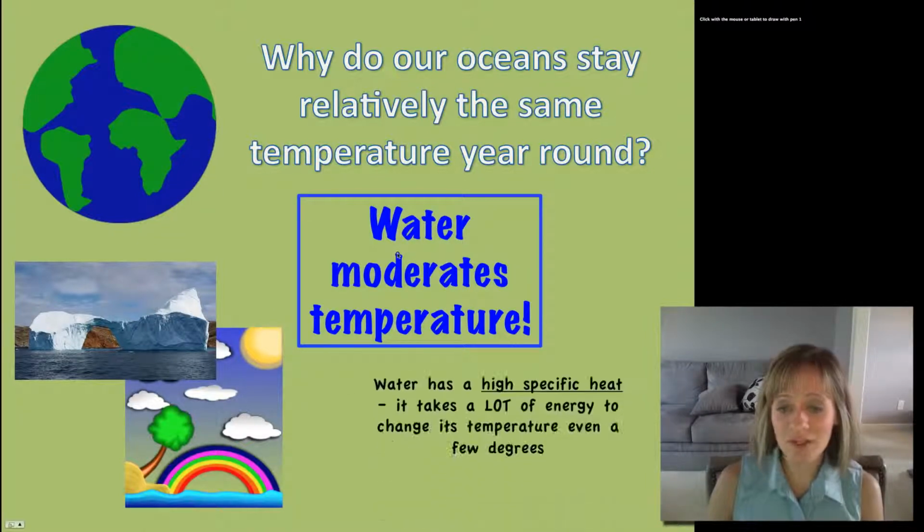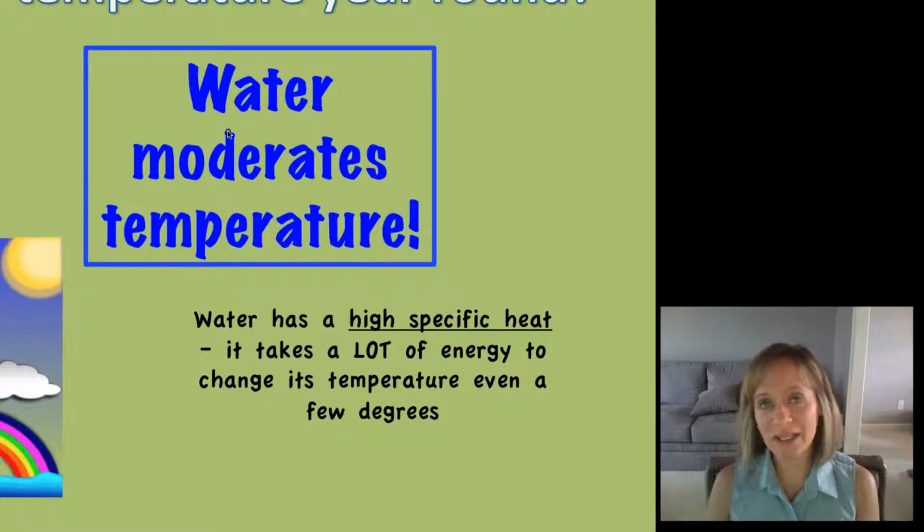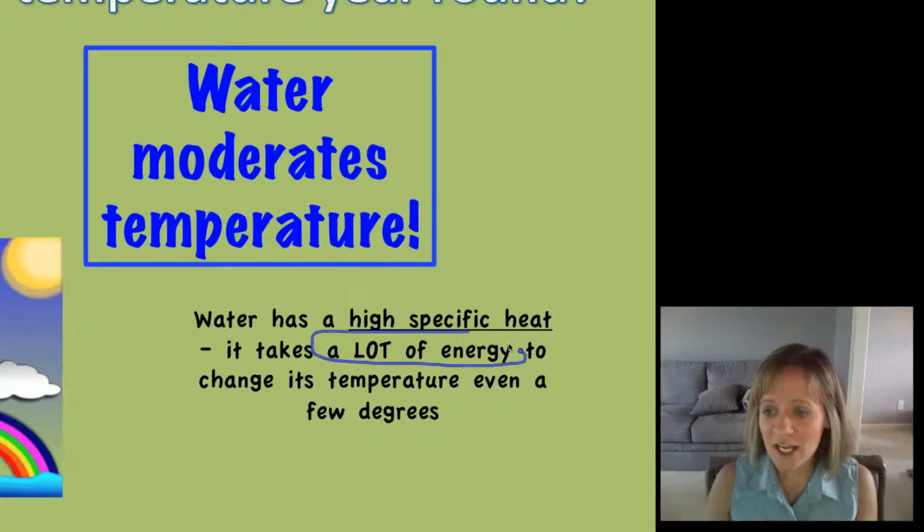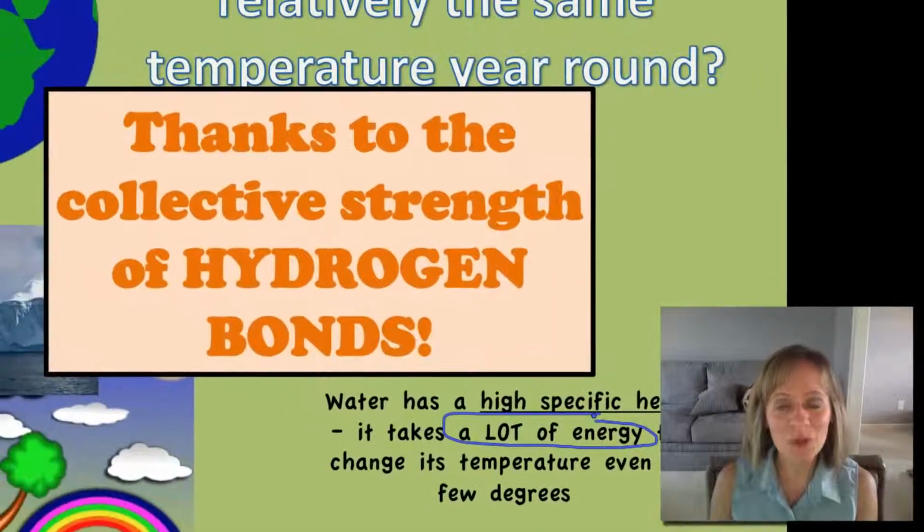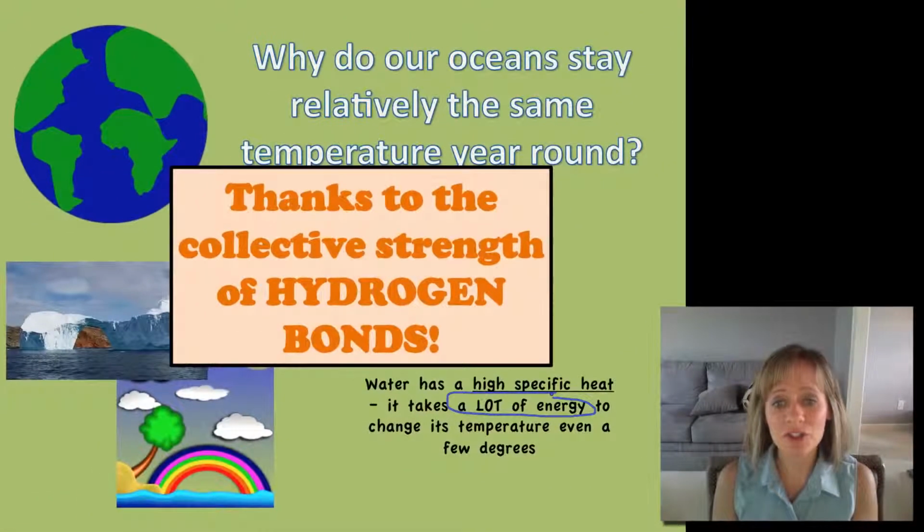And the reason for this is that water has a high specific heat. This simply means it takes a ton of energy to even change water's temperature even just a few degrees. And again, you might be wondering, well, why? And the answer goes back to those hydrogen bonds. It is so hard to break that collection of hydrogen bonds in the ocean. So hard to break all those bonds. It takes a lot of energy to do that. So because of that, the temperature stays relatively the same temperature.